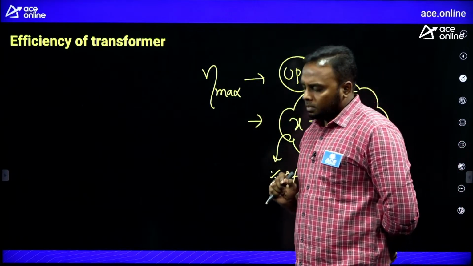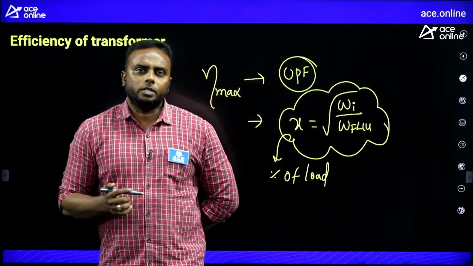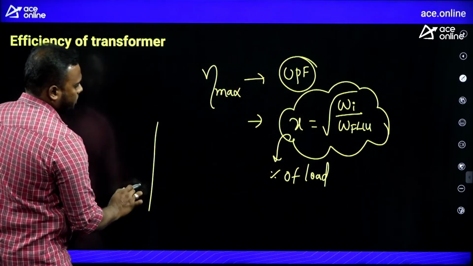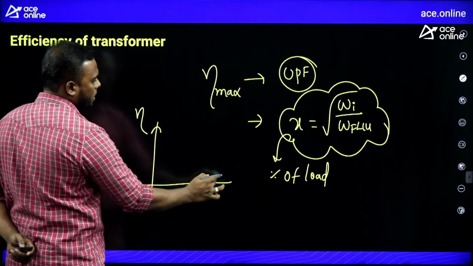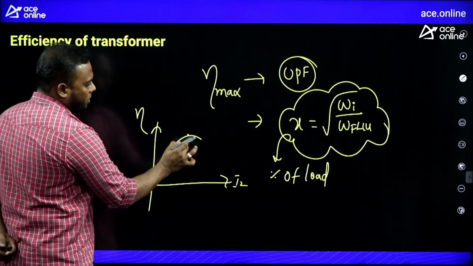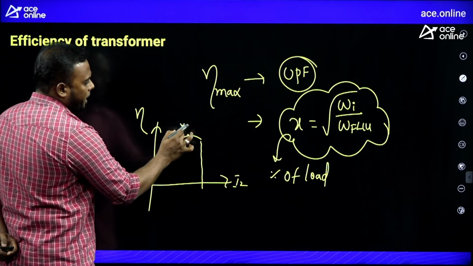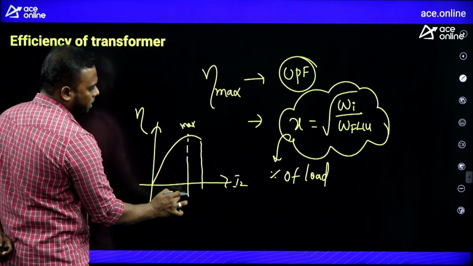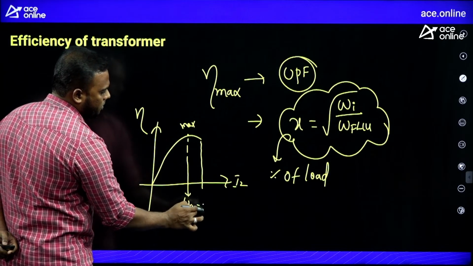Okay. Next, the efficiency graph is also important. Efficiency graph like this. Efficiency versus current will be there, and this is the graph. This is the maximum efficiency. Let this be full load. At maximum efficiency, what is the condition? Copper loss equals iron loss.